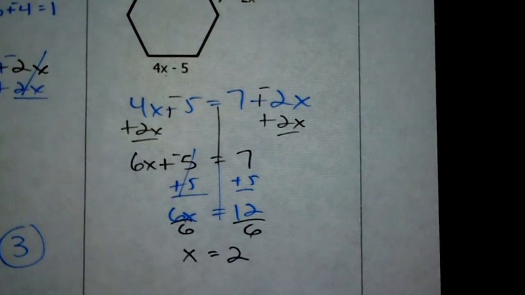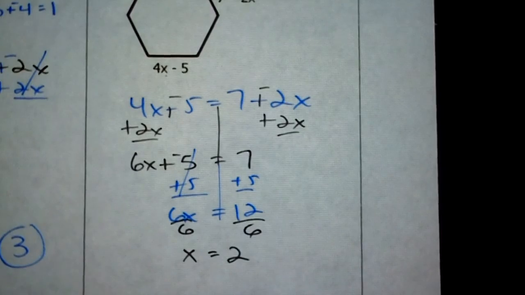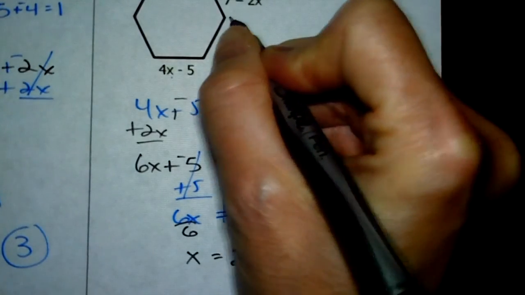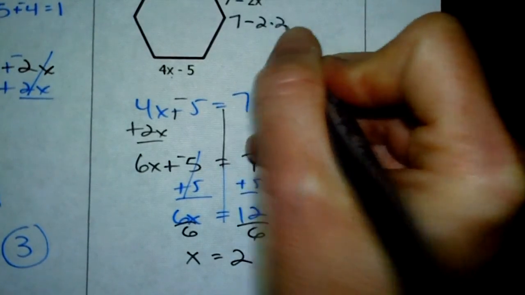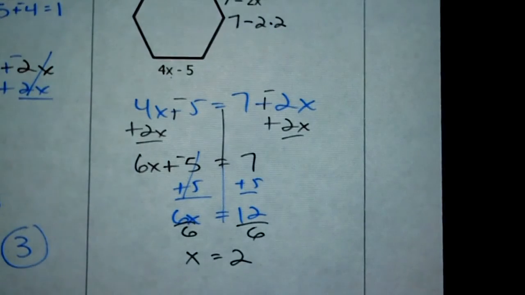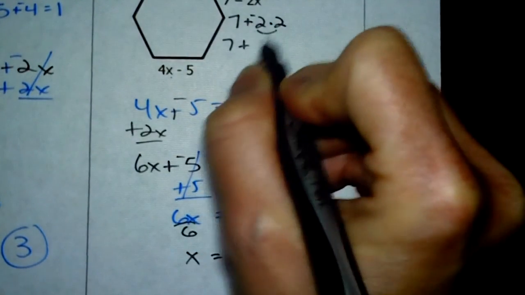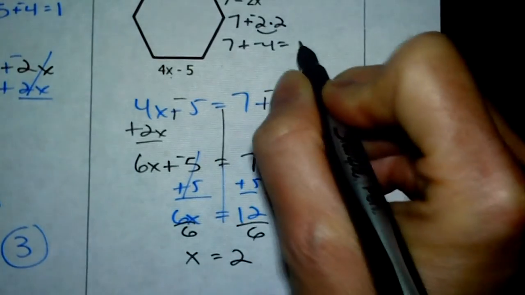So again, x equals 2 is not my answer. X equals 2 tells me what to plug into this side length. So you can plug it into either one. I'm going to choose this one here. So 7 minus 2 times 2 will give me that side length right there. Or 7 plus negative 2 times 2. So 7 plus negative 4 is 3.